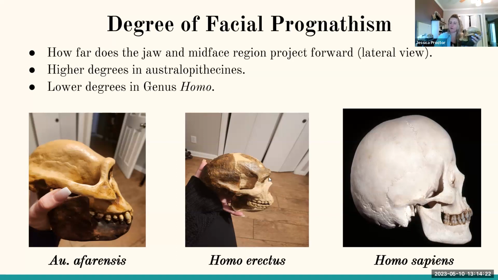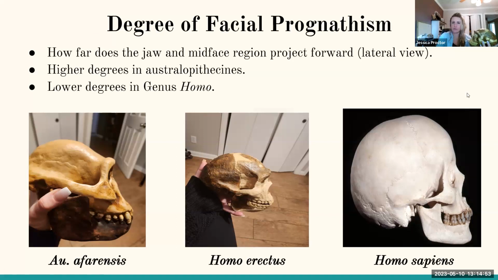The one in the middle here is Homo erectus. Homo erectus has some prognathism, but not nearly as extreme as the Australopithecines. So here's Homo erectus right here. We can say that Homo erectus has a moderate degree of prognathism. And then Homo sapiens, by comparison, our faces are very vertical, so we have little to no prognathism. All right, questions about prognathism? Feeling good? Okay.